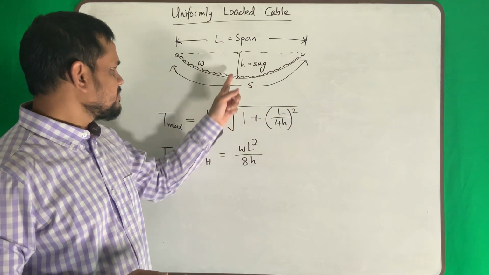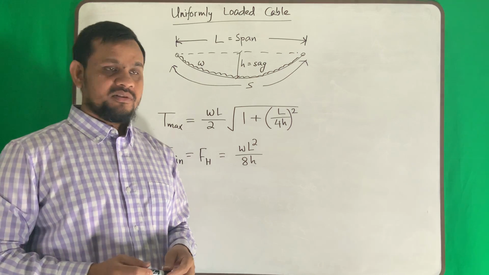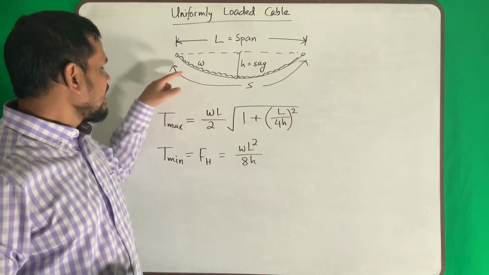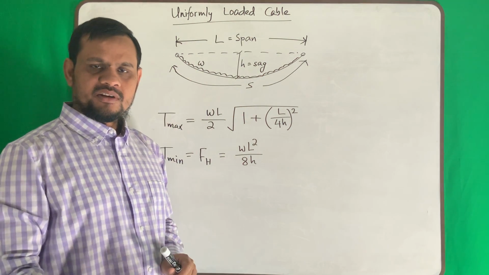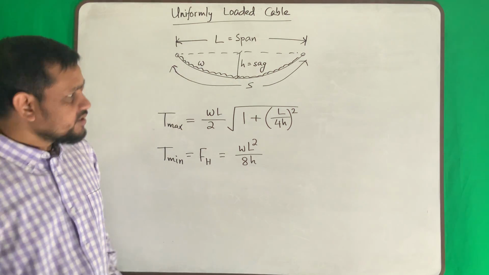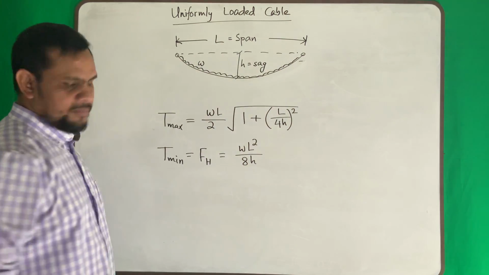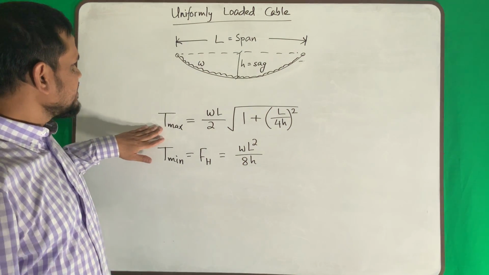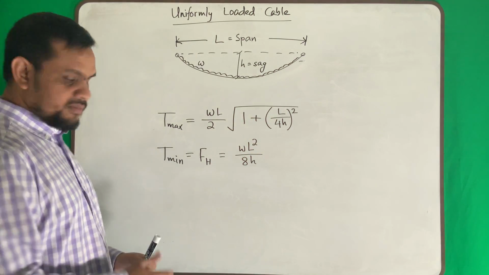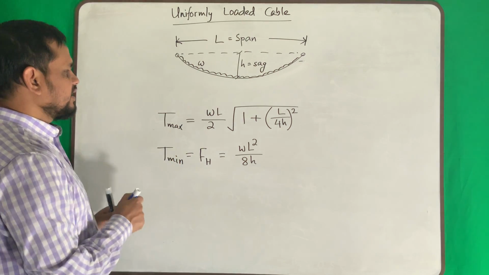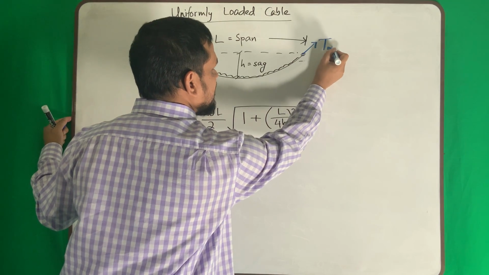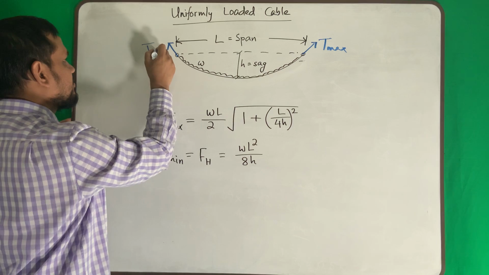If L is this span, the maximum deflection at the middle of the cable is called sag, H. And if your load W is in kip per feet or pound per feet, that means uniformly distributed. If it is the case, we are not using the cable length. Then we can find the maximum tension in this cable by this equation. The maximum tension occurs at the supports, here and here. So our T max occurs at the support.